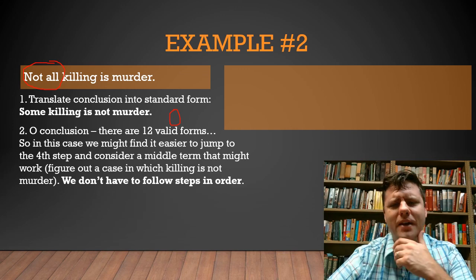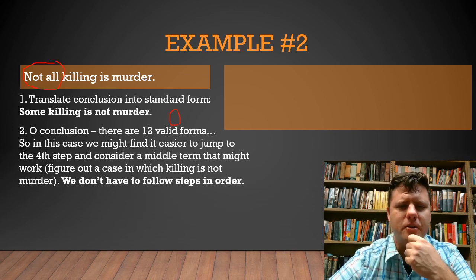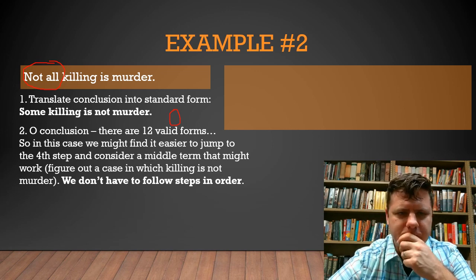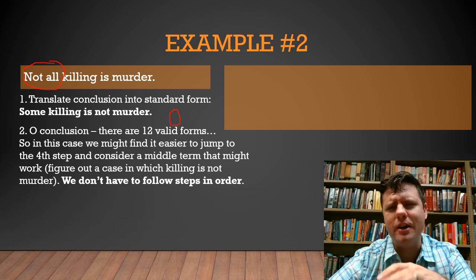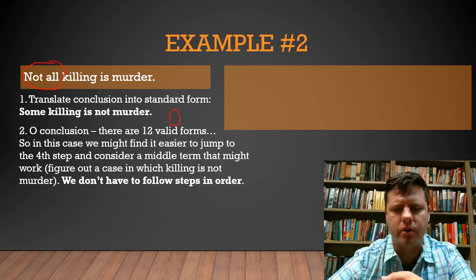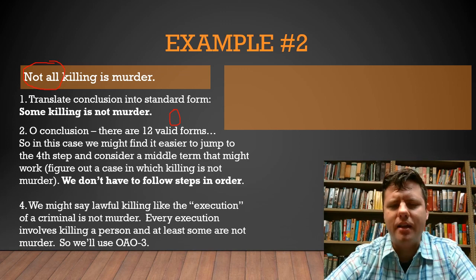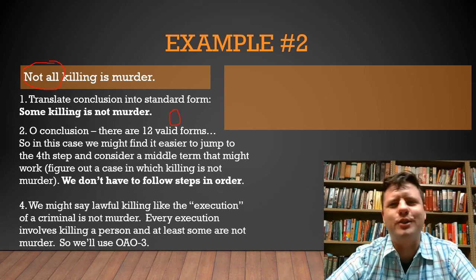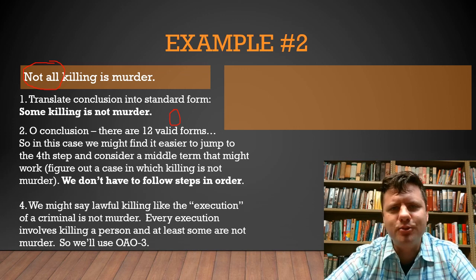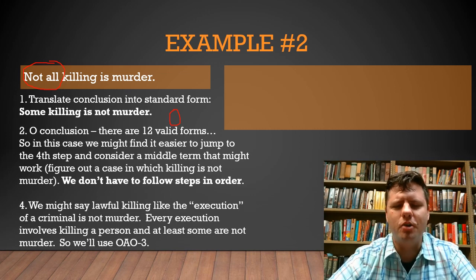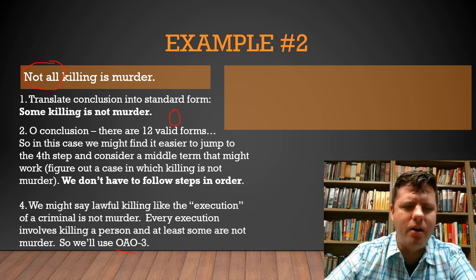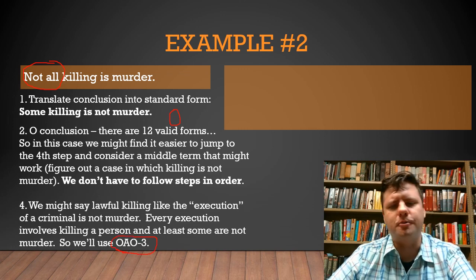But in this case, we might find it easier to jump to the fourth step and consider a middle term that might work, and then figure out a case in which killing is not murder. What I'm saying here is we don't have to follow steps 1, 2, 3, 4 all in order. In this case, it might be easier to jump to step 4. So we might say something like, well, lawful killing, such as the execution of a criminal, that's not murder. Every execution involves killing a person, and at least some are not murder. So we're going to use, in this case, OAO3. Again, this is on that chart from the previous page.